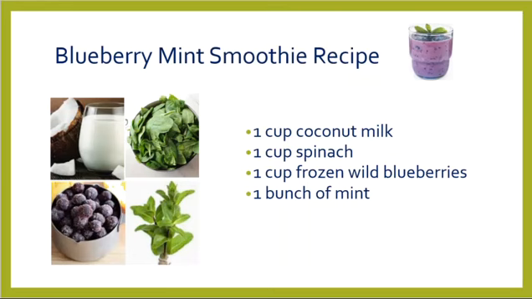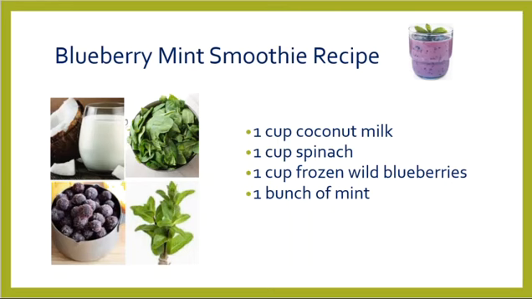Let's take the familiar idea of a recipe to introduce these terms. Given this recipe to make one blueberry mint smoothie, we have the ingredients listed as 1 cup of coconut milk, 1 cup of spinach, 1 cup of frozen wild blueberries, and 1 bunch of mint. Notice how you only need one of each ingredient to produce the desired smoothie as your final product.